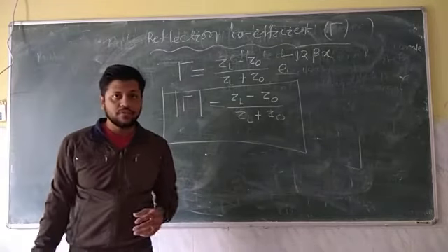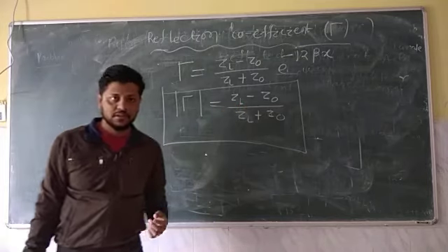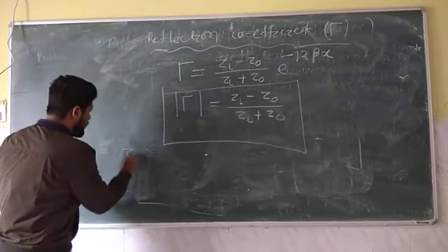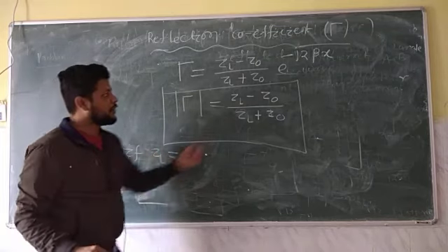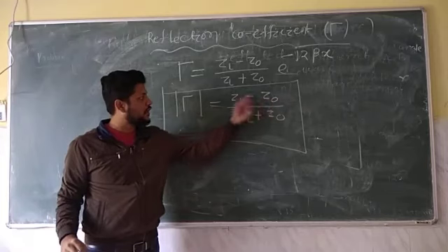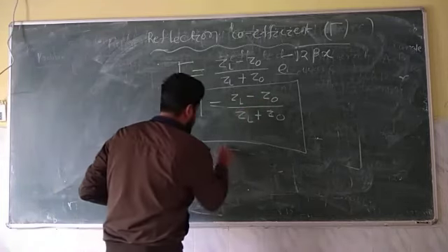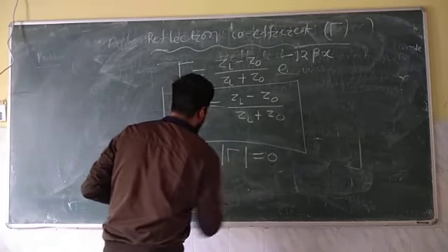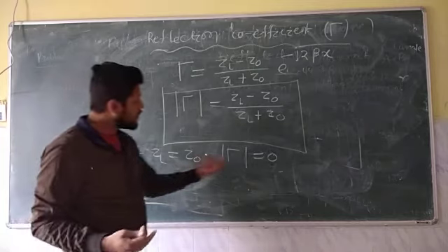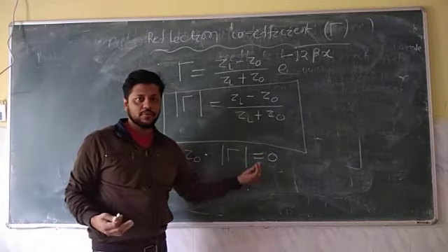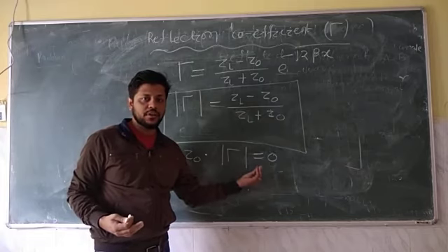So if somebody asks you, what if load impedance is equal to characteristic impedance, that is ZL equal to Z0? Put that value in. If both are equal, then they will cancel out and the reflection coefficient is equal to 0. And this is your minimum value. So the minimum value of reflection coefficient is 0.